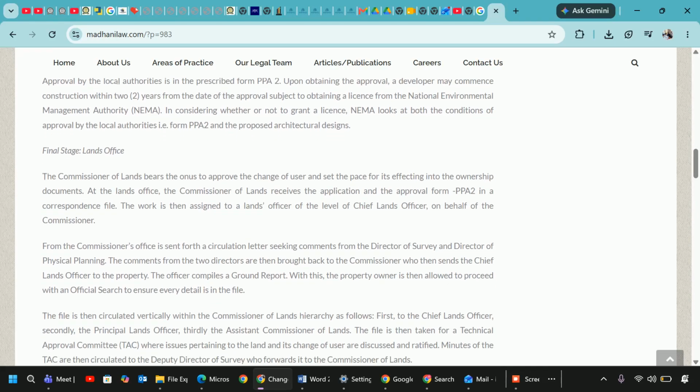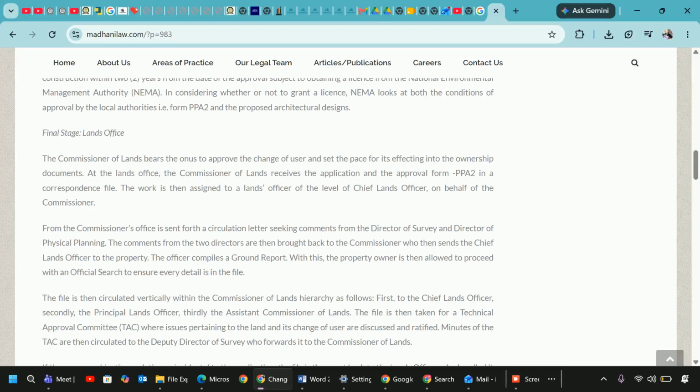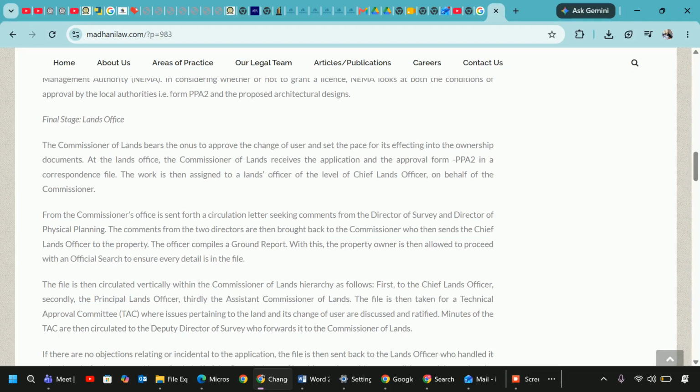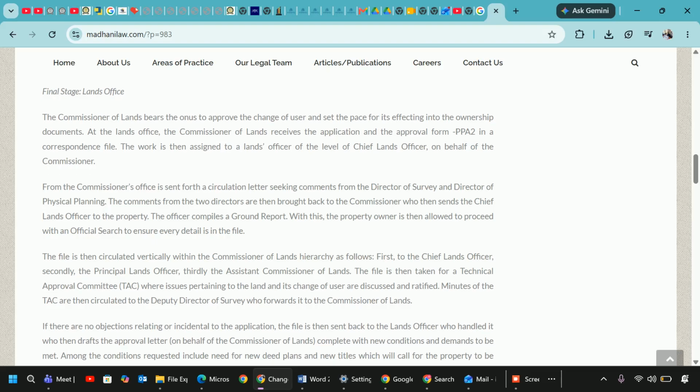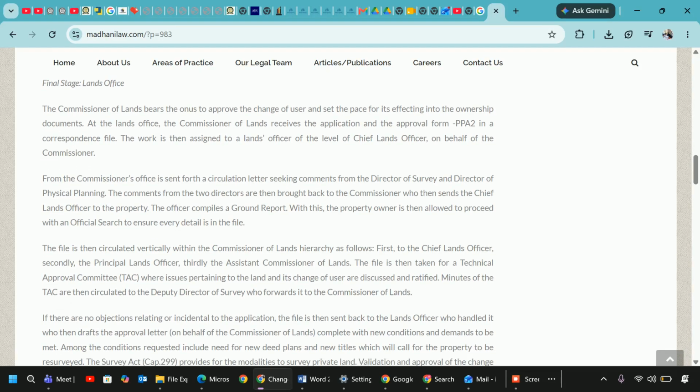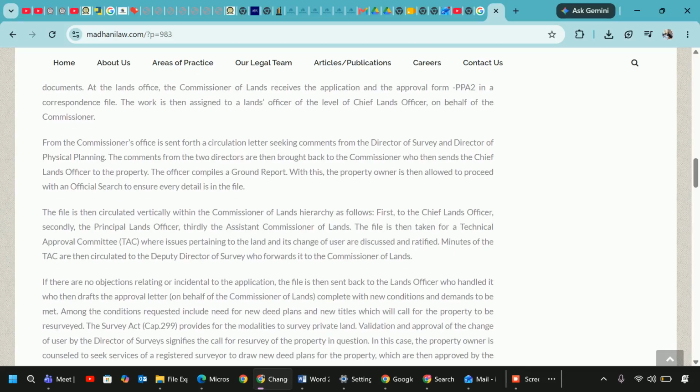So from the Commissioner's office, it is sent forth a circulation letter seeking comments from the Director of Survey and Director of Physical Planning. The comments from the two directors are then brought back to the Commissioner, who then sends the Chief Lands Officer to the property. The officer compiles a ground report. With this, the property owner is then allowed to proceed with an official search to ensure every detail is in the file. The file is then circulated vertically within the Commission of Lands hierarchy as follows.